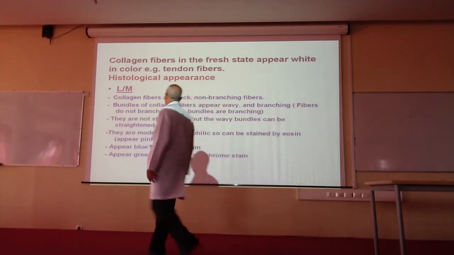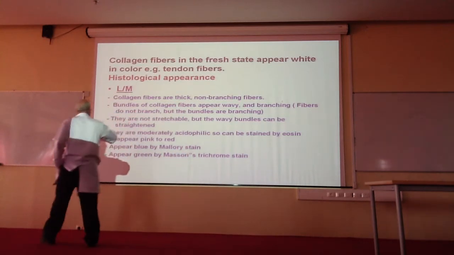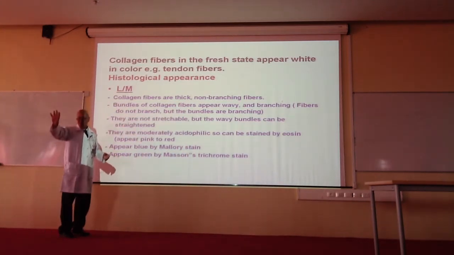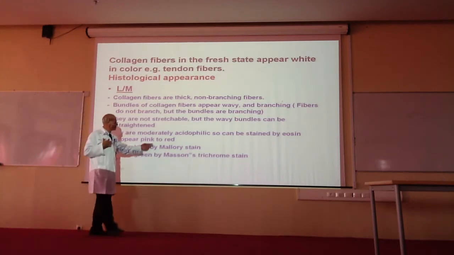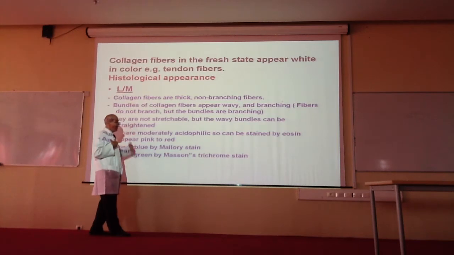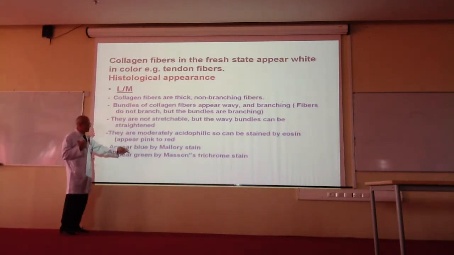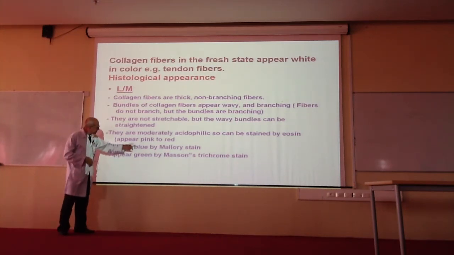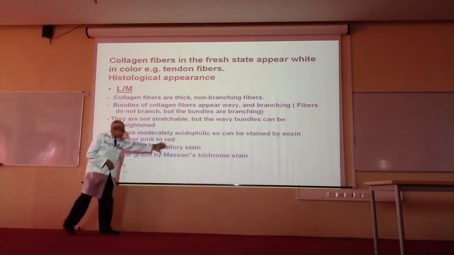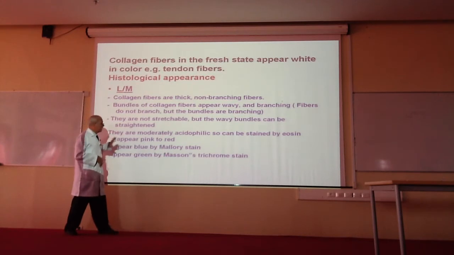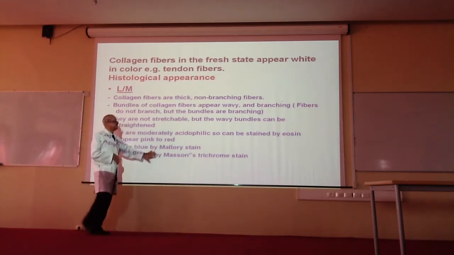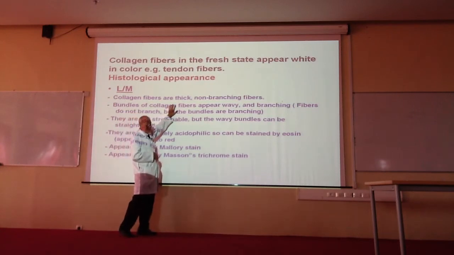Okay. They appear blue by Mallory, forget about it. They appear green by Masson trichrome. In some of our sections, sometimes you see the collagen fibers stained blue, and in another section the collagen fibers appear green. Why? The different stain. Mallory stain gives blue color. Masson trichrome gives green color. Forget these, but don't forget H&E.